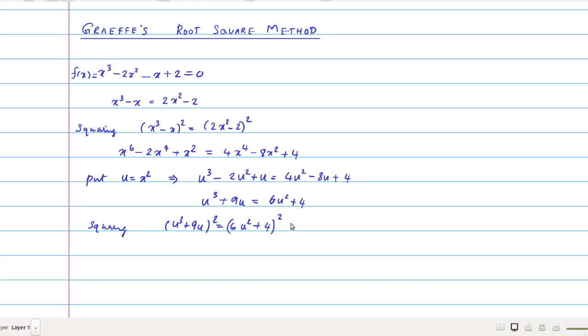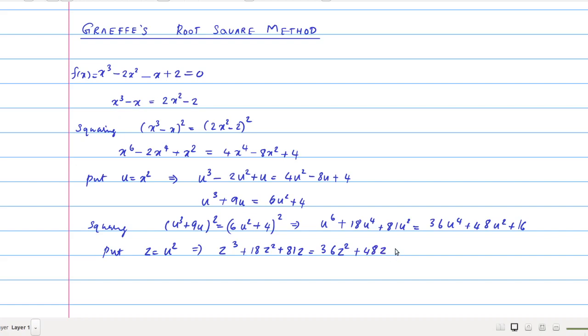Squaring this, we get the equation u raised to 6 plus 18u raised to 4 plus 81u square equal to 36u raised to 4 plus 48u square plus 16. Now we can substitute to reduce the degree of this equation. Substitute z equal to u square. In terms of z we can write z cube plus 18z square plus 81z equal to 36z square plus 48z plus 16.